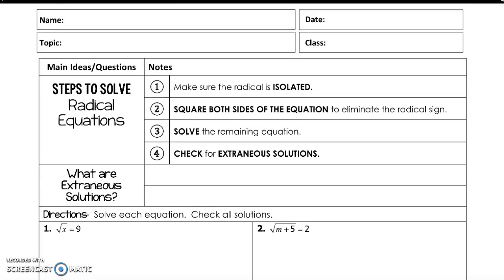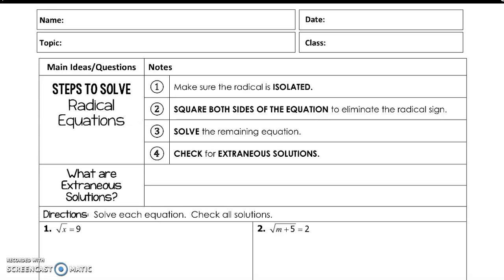Step 1 is to make sure the radical is isolated. That means there's nothing on the outside of it, nothing being added, subtracted, multiplied, or divided on the outside. So if you look down at number 2, there's stuff on the inside, but nothing on the outside. So once you have the square root all by itself, then you're going to square both sides of the equation.